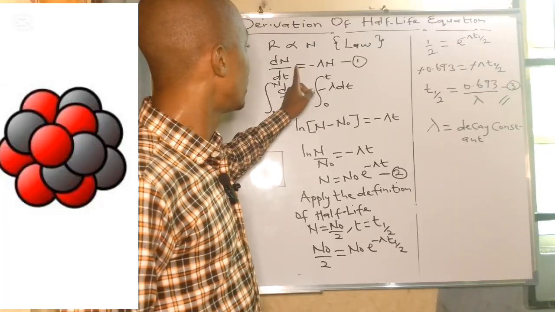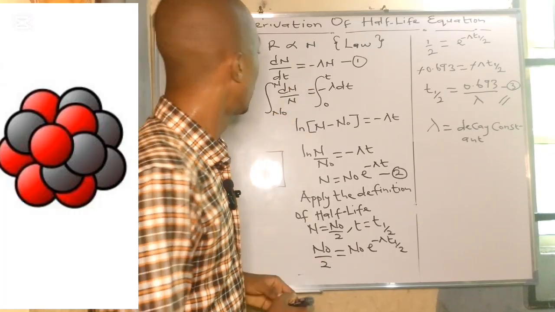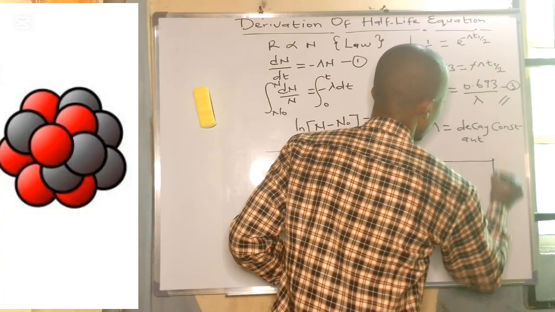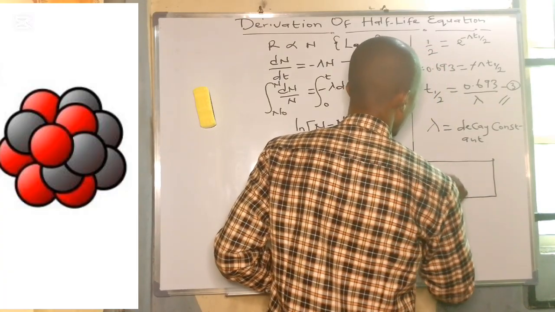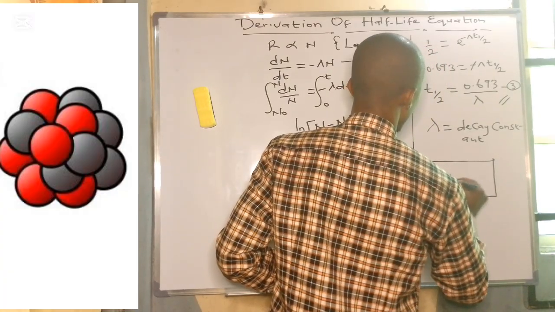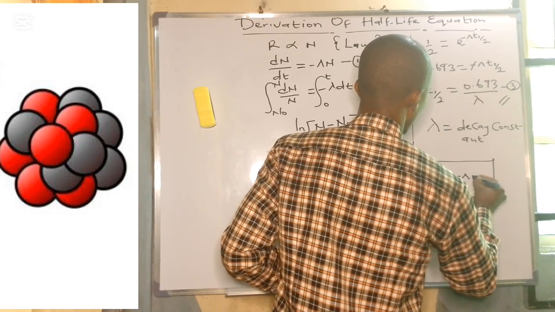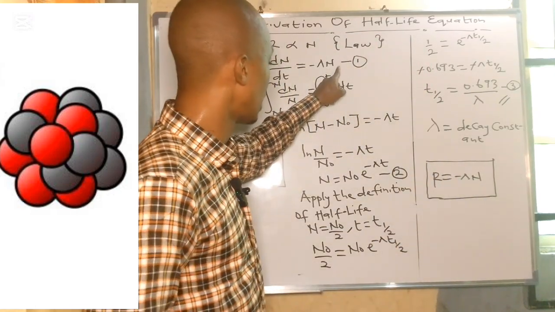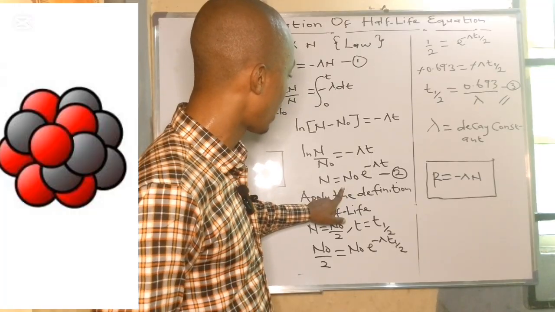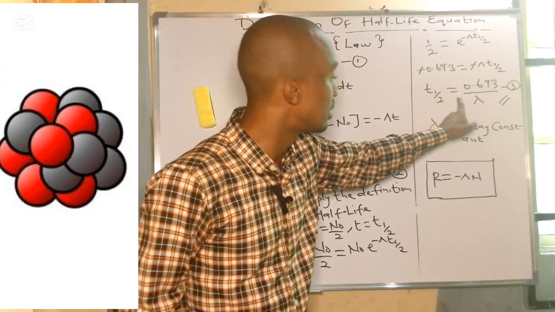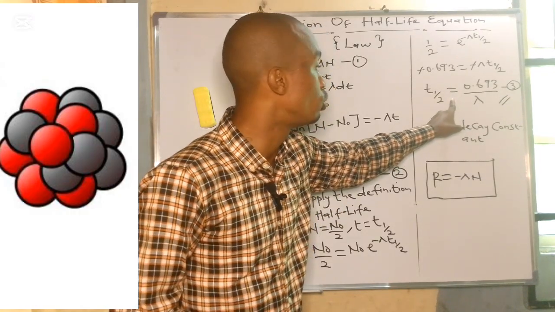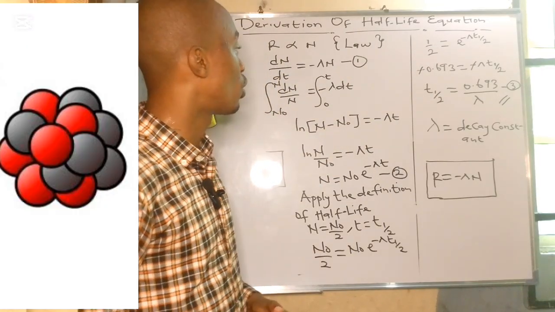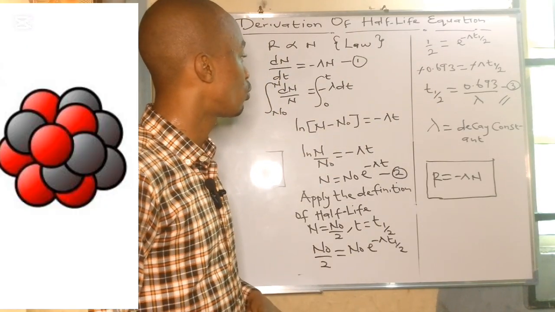The first one is this rate law. Most times they write this equation like this, as equation 1, which I just put in a box. You write it this way: R is equal to negative lambda N. This rate law, you should be aware of it. That's our equation 1. Then the second one is this other equation we derived. Then the last one is the half-life equation. You should be aware of all these equations, because you are going to be using them to solve problems.